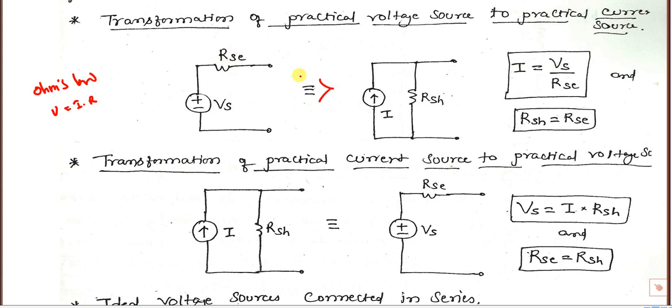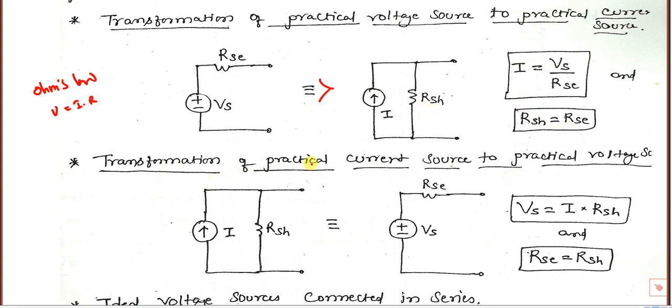And for the current source, you always have to connect the resistance in parallel. Whatever resistance RS is there, the same resistance you have to connect here. Here 5 ohms means here also 5 ohms. So RS should be equal to RSH. That means whatever series resistance is there, the same value you have to connect as shunt resistance.